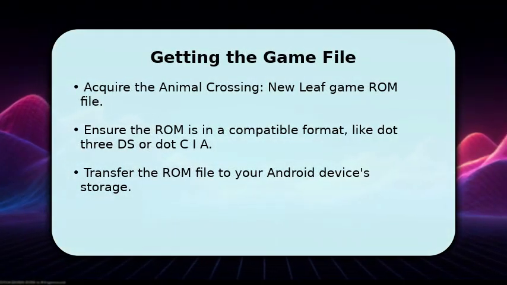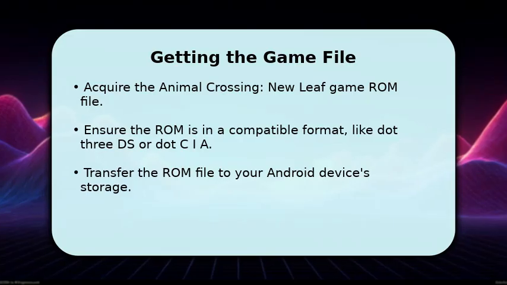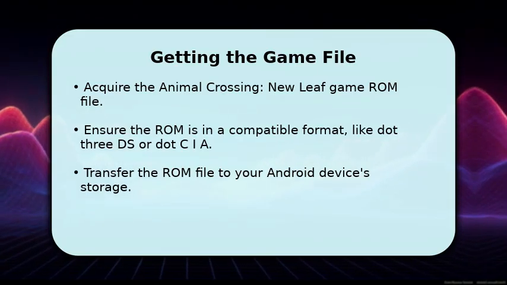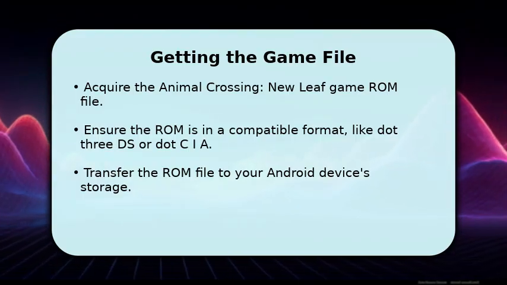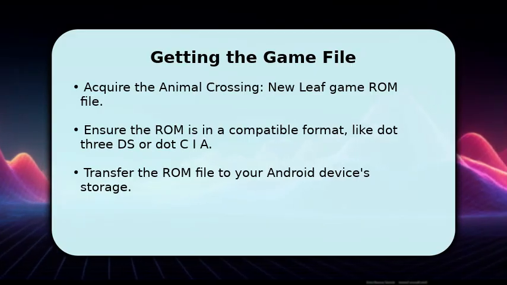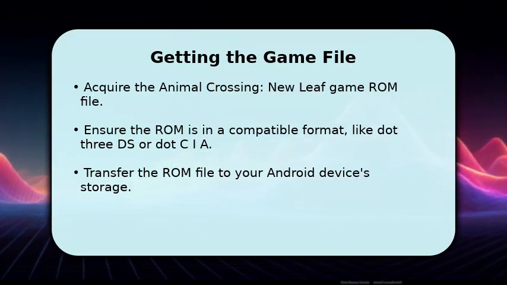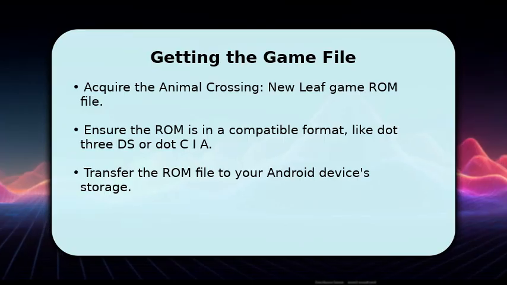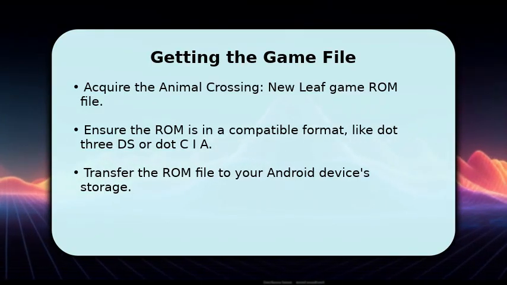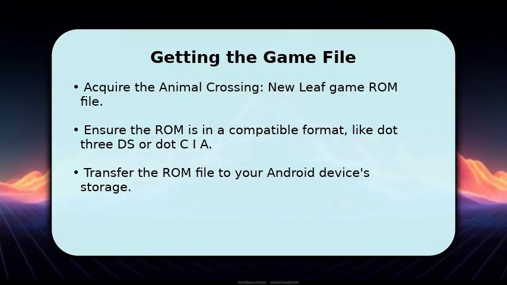Next, you'll need to acquire the Animal Crossing, New Leaf game file, often called a ROM. This file should be in a compatible format, such as a .3ds or .cia file. Once you have the ROM, transfer it to your Android device's internal storage or an SD card. A dedicated games folder can help keep things organized and easy to find later. This step prepares your game for loading.